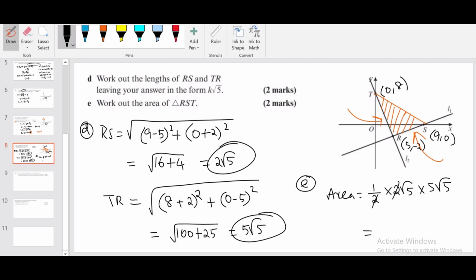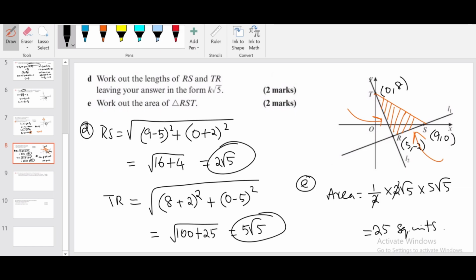So 5 root 5 times root 5. Root 5 times root 5 is 5. 5 times 5, you will get 25 square units. That's the area.